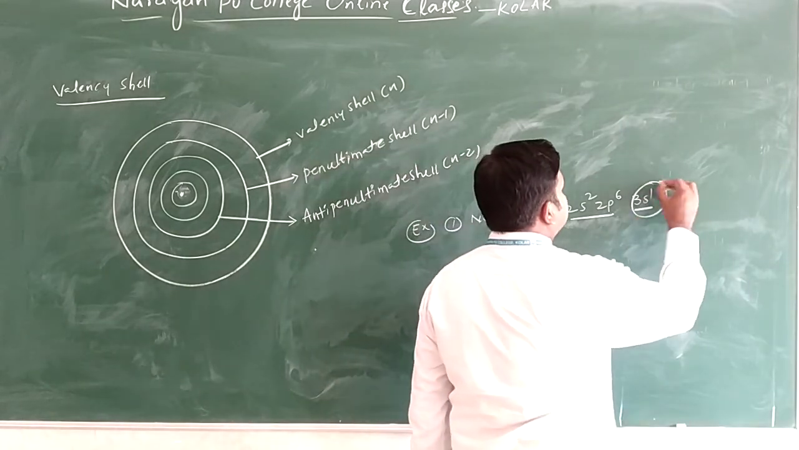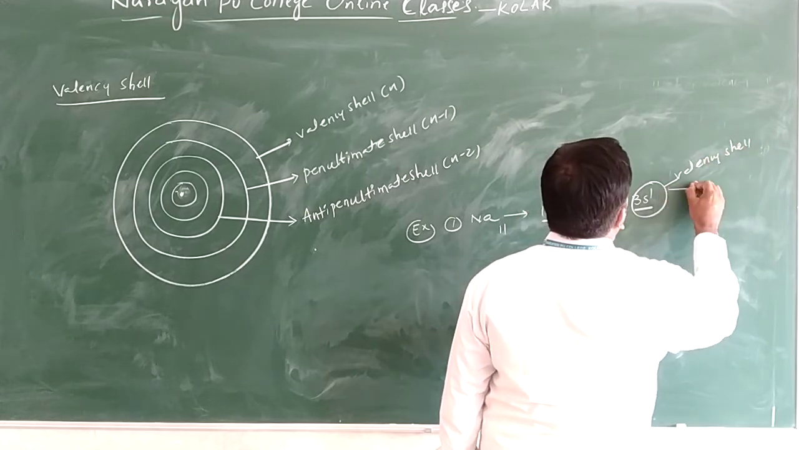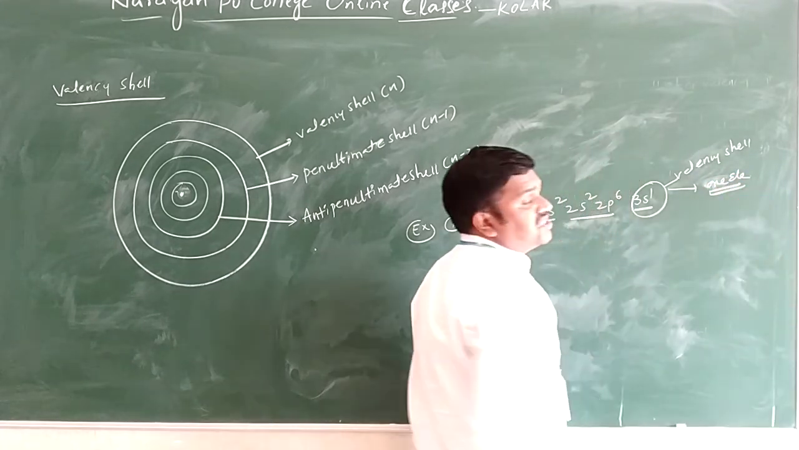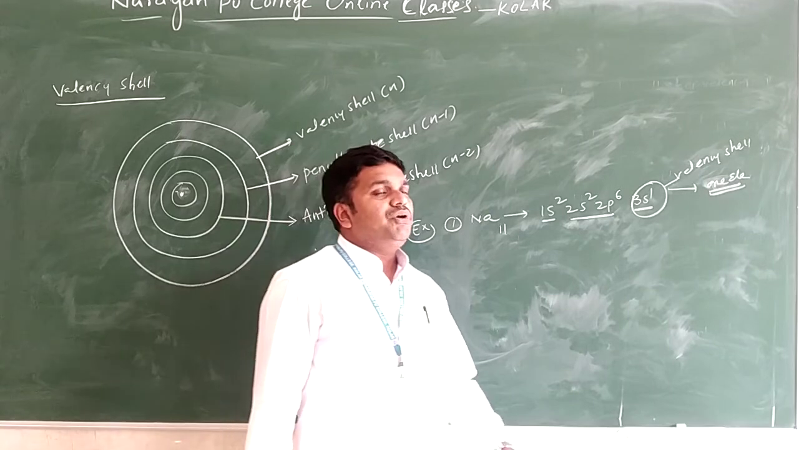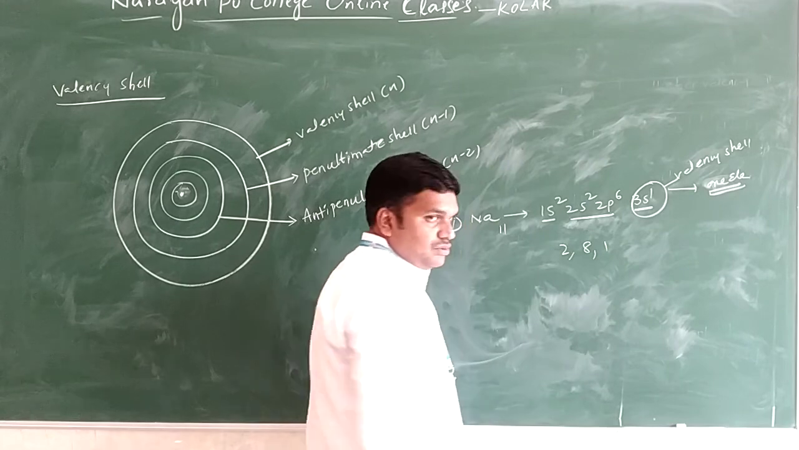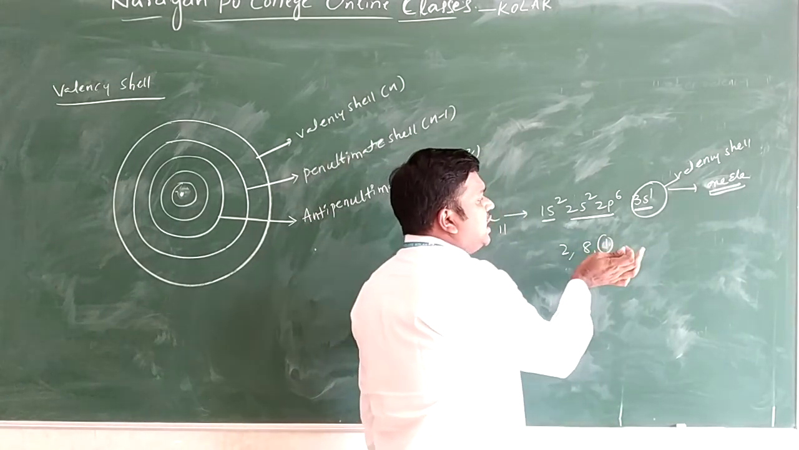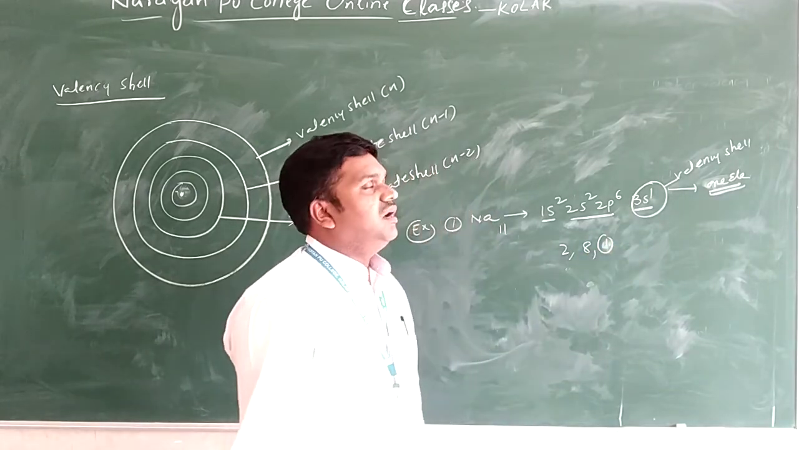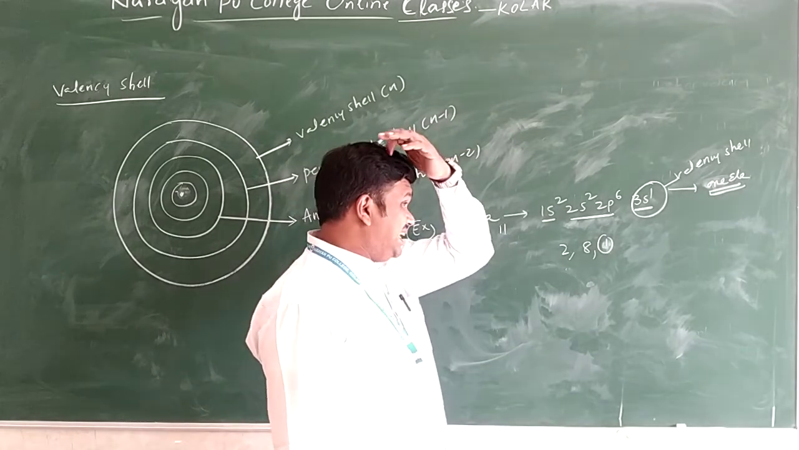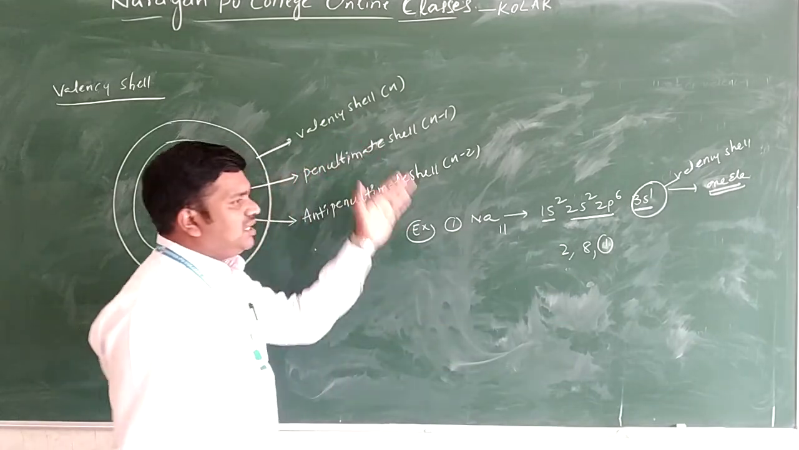So 3s1 is what shell? 3s1 is the valence shell. It contains how many electrons? It contains only one electron in the valence shell. Clear? So this way we can identify the valence electrons. Or sometimes you write here 2, 8, 1 also. So this is the first shell, this is the second shell, this is the last shell. Having how many electrons here? One electron. So like this you can identify how many valence electrons can be present in a given element by comparing with this definition.